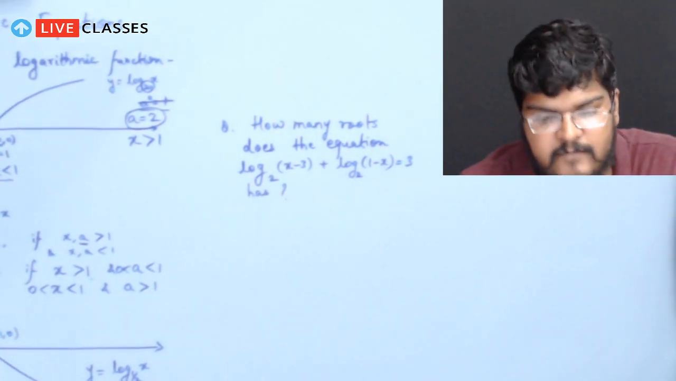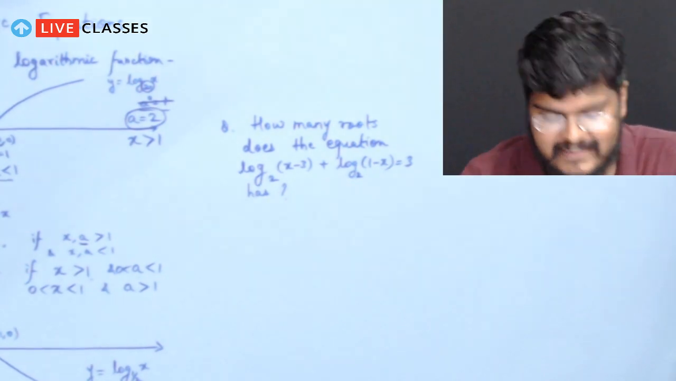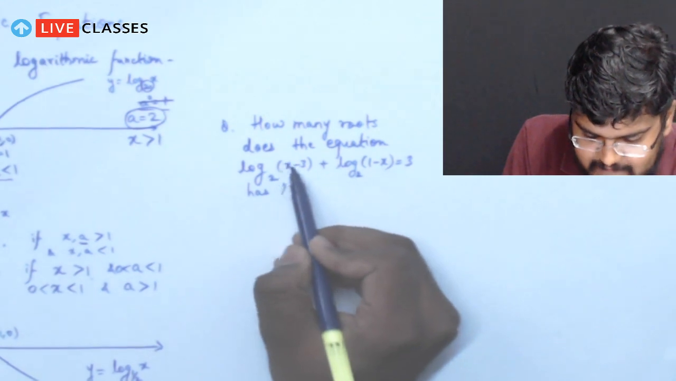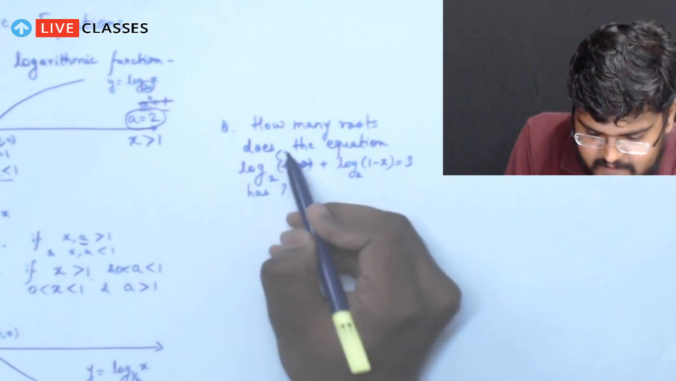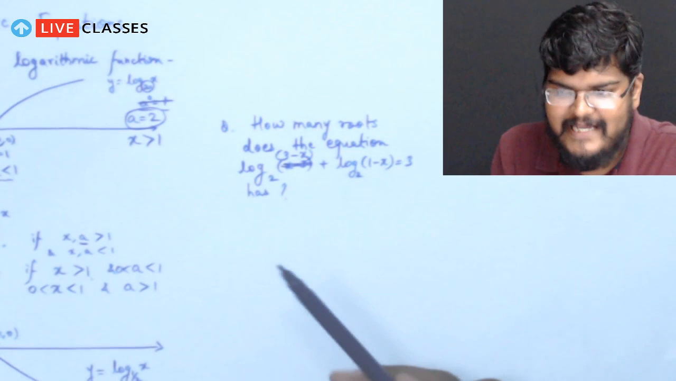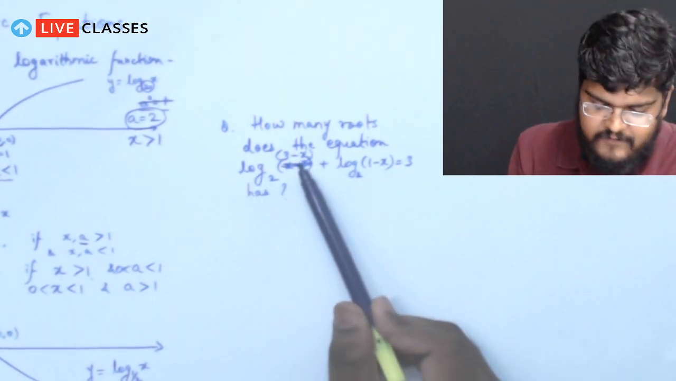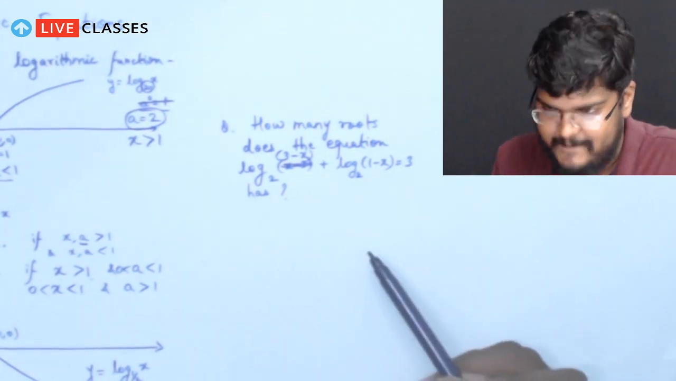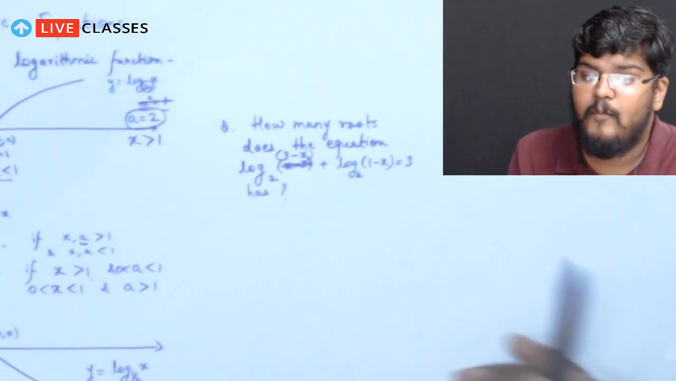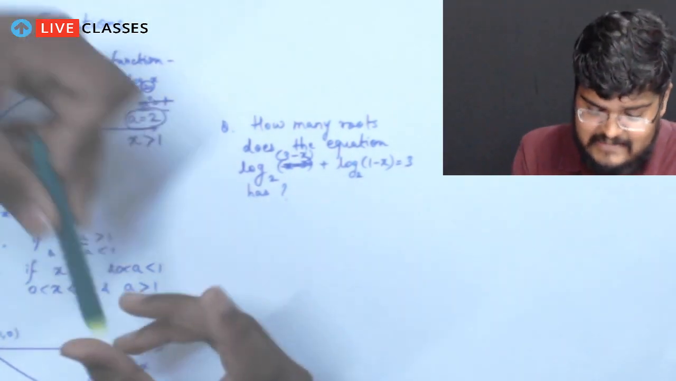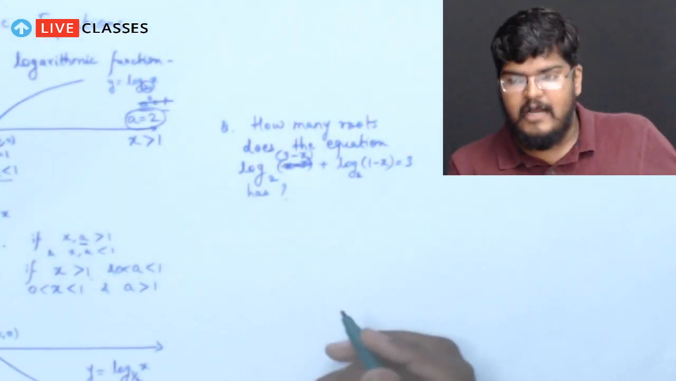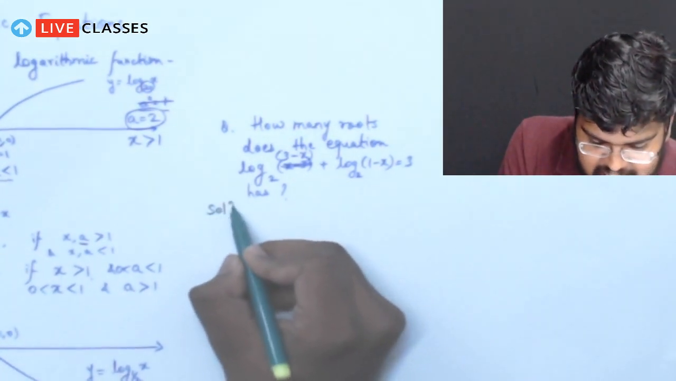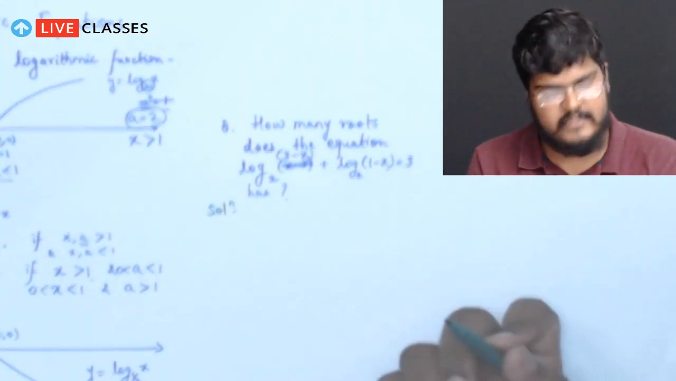Well, the one thing that I would want to change in this question is that this x minus 3 is actually 3 minus x. So let me just replace it with 3 minus x. So now my equation is log of 3 minus x to the base 2 plus log of 1 minus x to the base 2 is equal to 3. We have to find out how many roots this equation has, and for that I'll try to solve this equation by taking into consideration the conditions and the characteristics of logarithm.